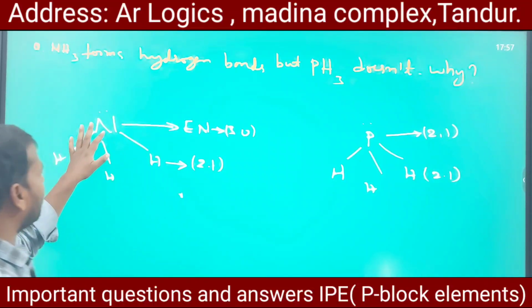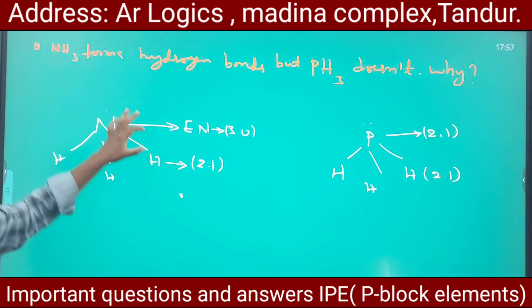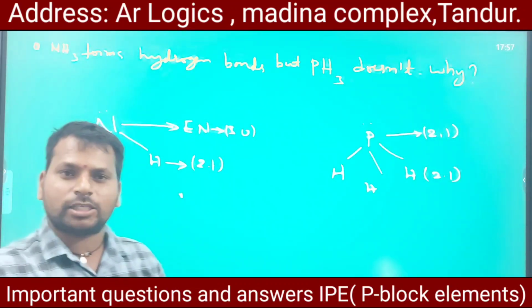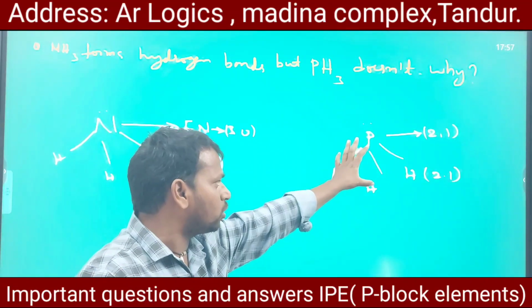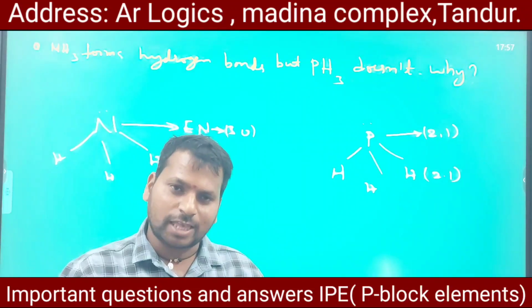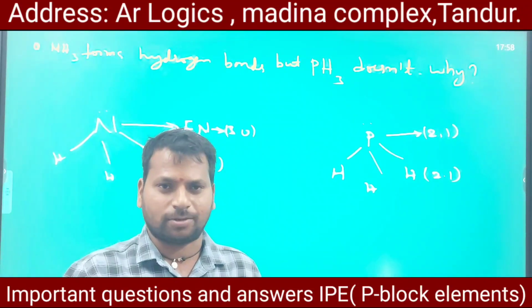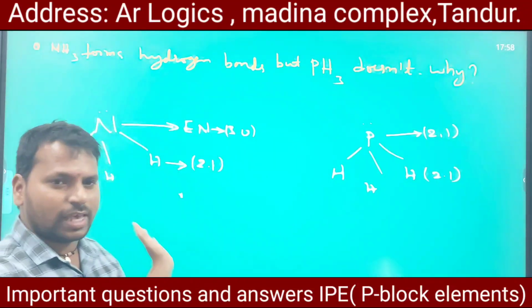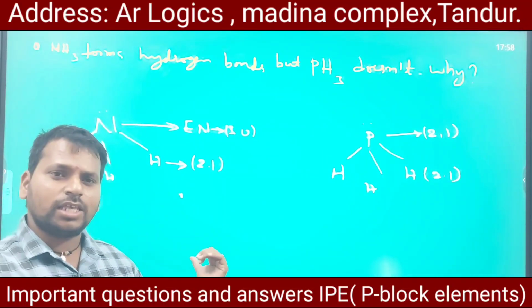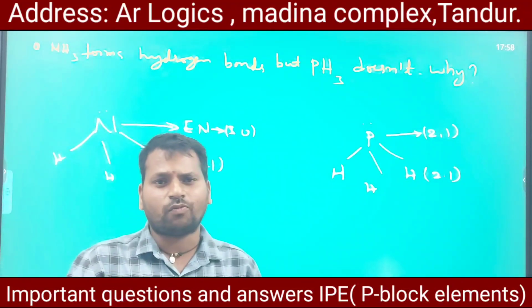In the case of NH3, this is the shape of ammonia. It has a pyramidal shape, with nitrogen in sp3 hybridization. Here also, this is phosphine, PH3. There also phosphorus participates in sp3 hybridization and has the same pyramidal structure. Both have the same structure and hybridization, but the properties are different. NH3 forms hydrogen bonding whereas PH3 does not.